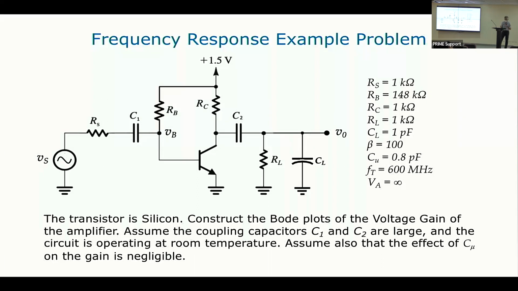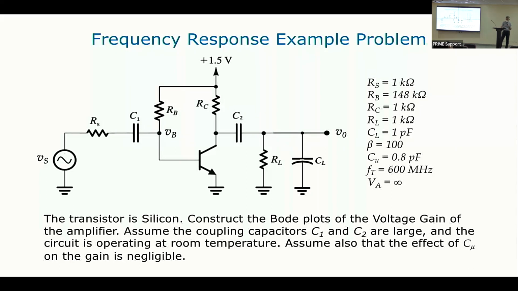For purpose of determining Q point, we can assume that this being silicon, VBE is equal to 0.7. Now, if you're given the reverse saturation current of the transistor, then you would have to compute VBE using the exponential model of the transistor. But if you're not given that, then you can assume this being silicon, VBE is just equal to 0.7.